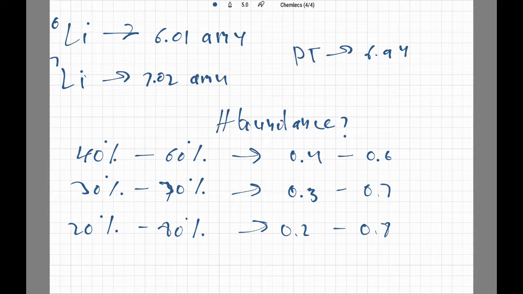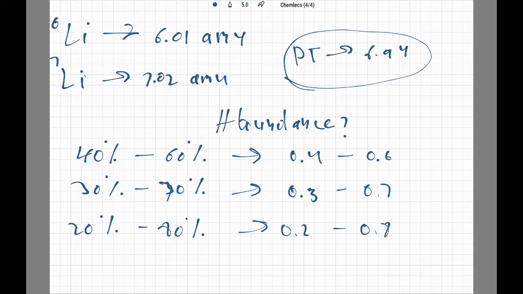I just copied the question here to the paper. So lithium 6 is 6.01 and lithium 7 is 7.02 atomic mass units, and the periodic table gives us the total average mass of the lithium. Alright, so abundance. Let's look at the percentages.